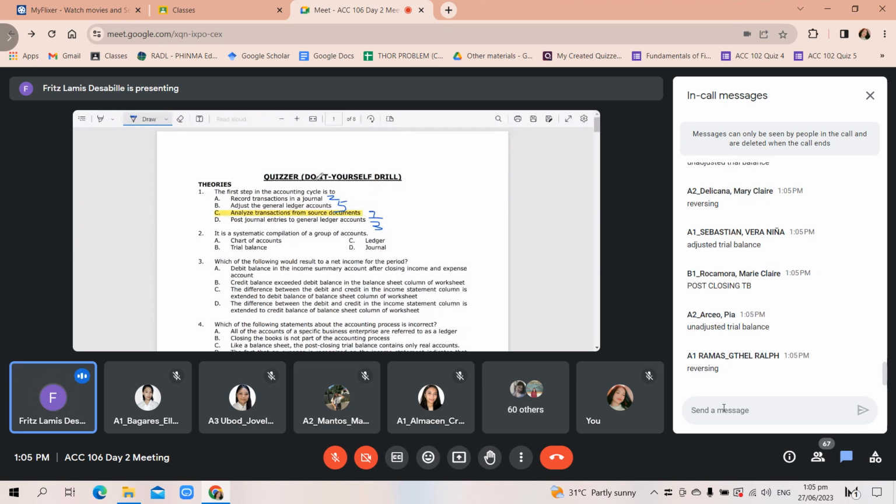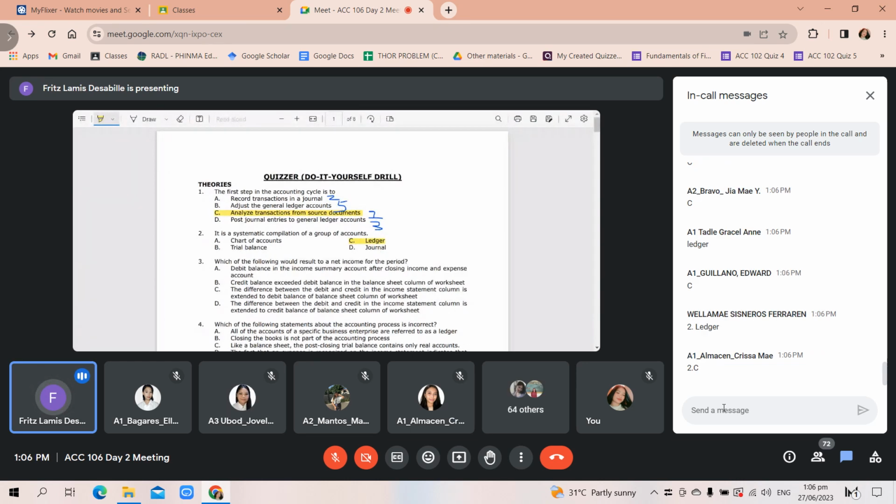Correct. So let's jump to number 2. It is a systematic compilation of a group of accounts. So what's your answer in number 2, guys? The answer would be ledger. Correct. So again, number 2 is the definition of a ledger. So letter A, what is this, sir, the chart of accounts. Now, chart of accounts, guys, it's just a listing of all the existing accounts of the company.